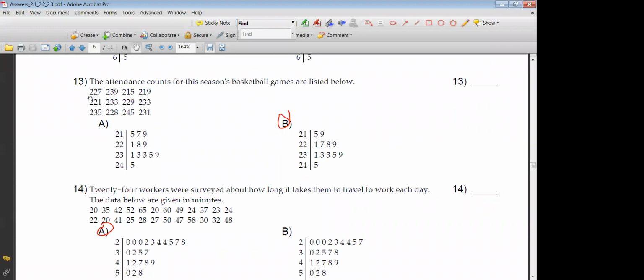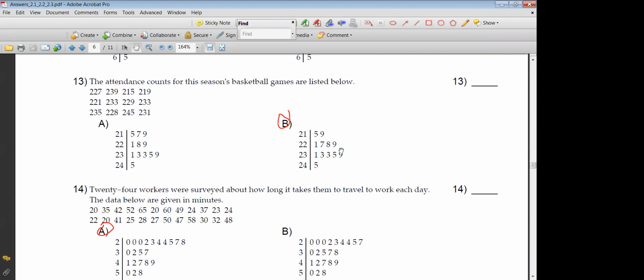So I'm saying to myself, do I have a 217? Well, I don't. I don't have any number that says 207.17, so it can't be letter A because letter A has a 7. The 21 and the 7 means 217. But guess what? There is no number 217. So letter B is correct.